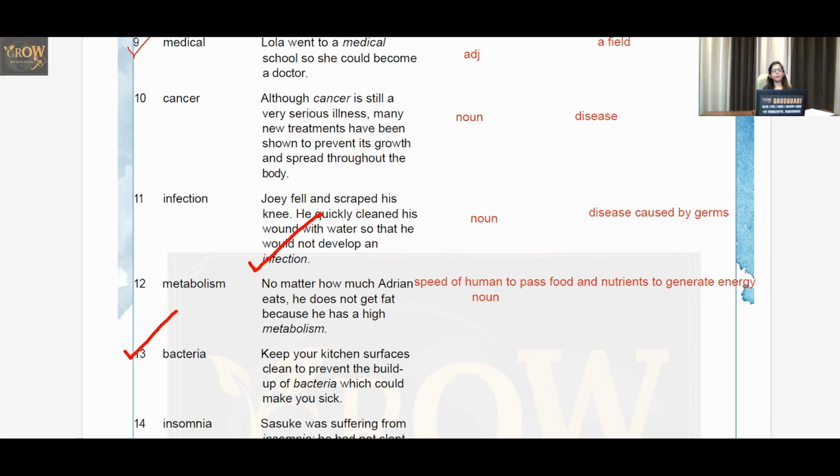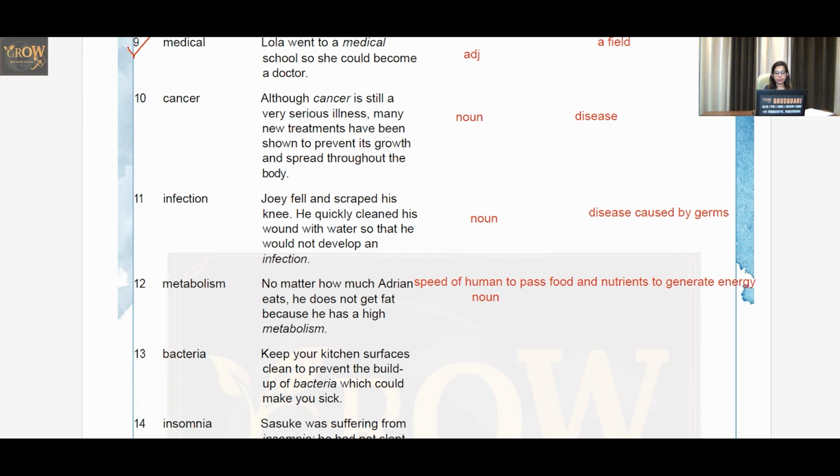So, metabolism is the speed of the human body to process food and nutrients to generate energy, right? Let's see the example sentence now. No matter how much Adrian eats, कोई फर्क नहीं पड़ता कि एड्रियन कितना भी खाए, he doesn't get fat because he has a high metabolism, right? वो कभी भी फैटी नहीं होता क्योंकि उसका मेटाबॉलिज्म जो है वो बहुत ज्यादा high है, right?